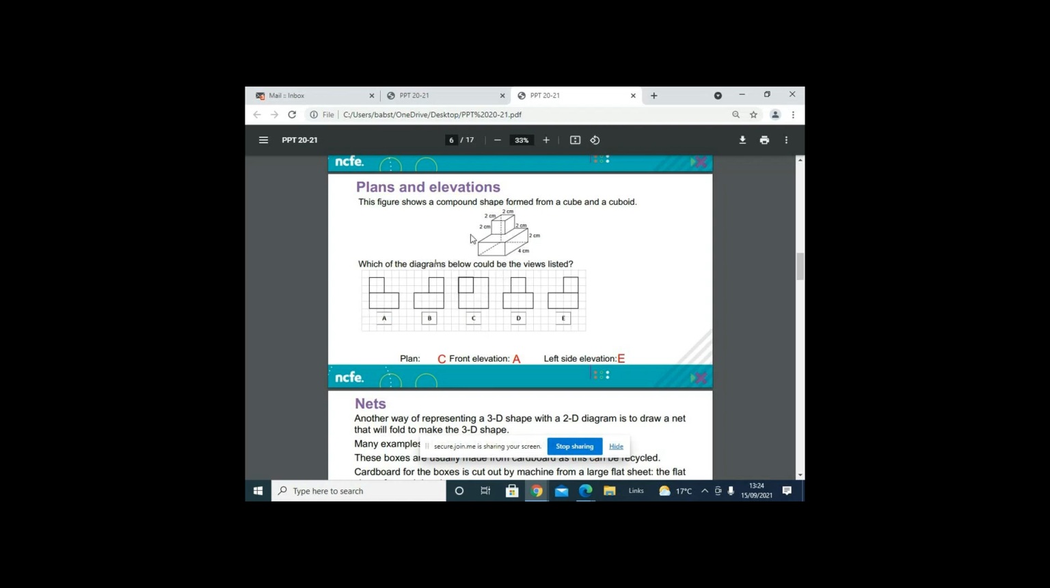So if you look at the shape from this side, how does it look? There's a rectangle and there's just a tiny square on it. So this is the front elevation. The left side elevation is this. If you look at it from this side, you realize that there's just a square and the longer part of the rectangle on it. So that is actually how it is.